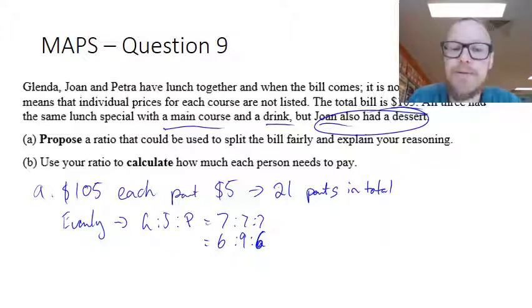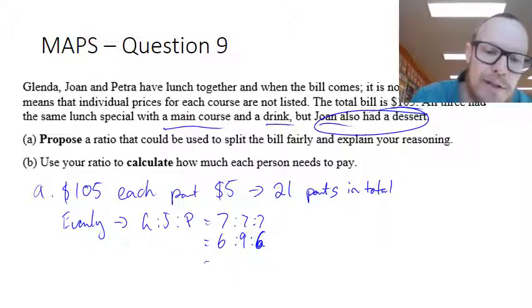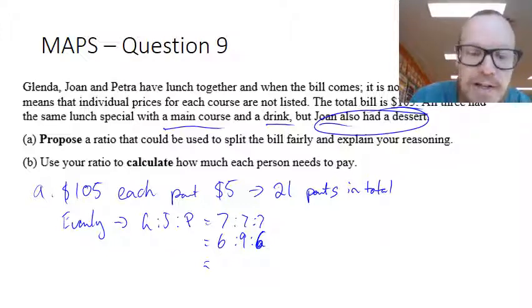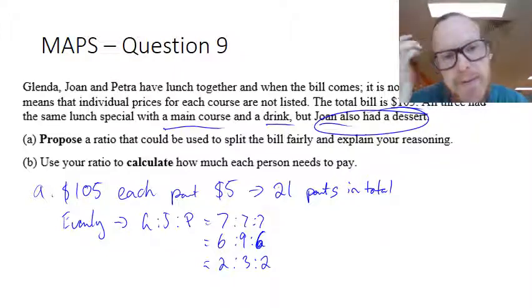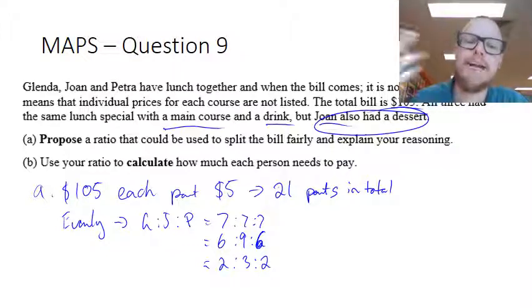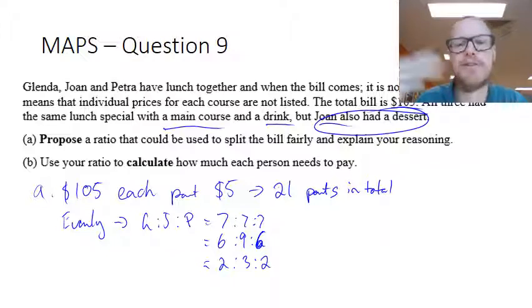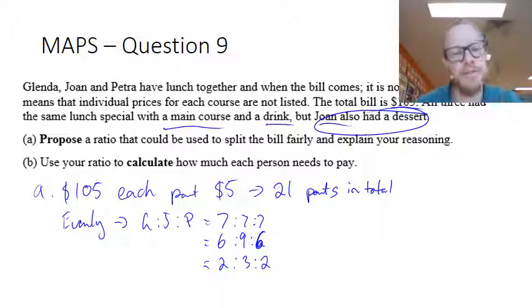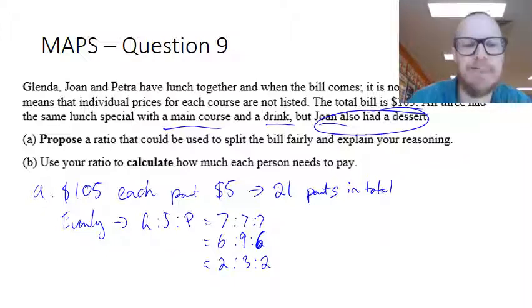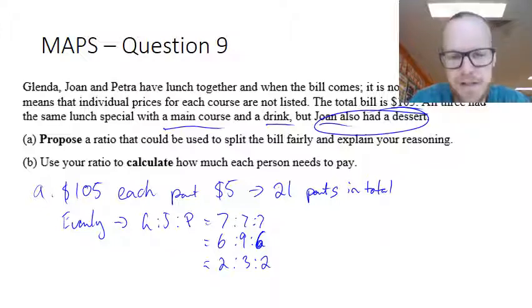If we have a look at simplifying this ratio, we get 2 to 3 to 2. And that kind of makes sense because the main course and the drink, and then Joan, we're giving an extra part too because she has a dessert as well. So Joan's paying an extra part. This might not be exactly even because a drink and main course probably not worth the same, but for simplicity's sake, let's just look at this. So I think this is the ratio that we can give it, and it will distribute very evenly.